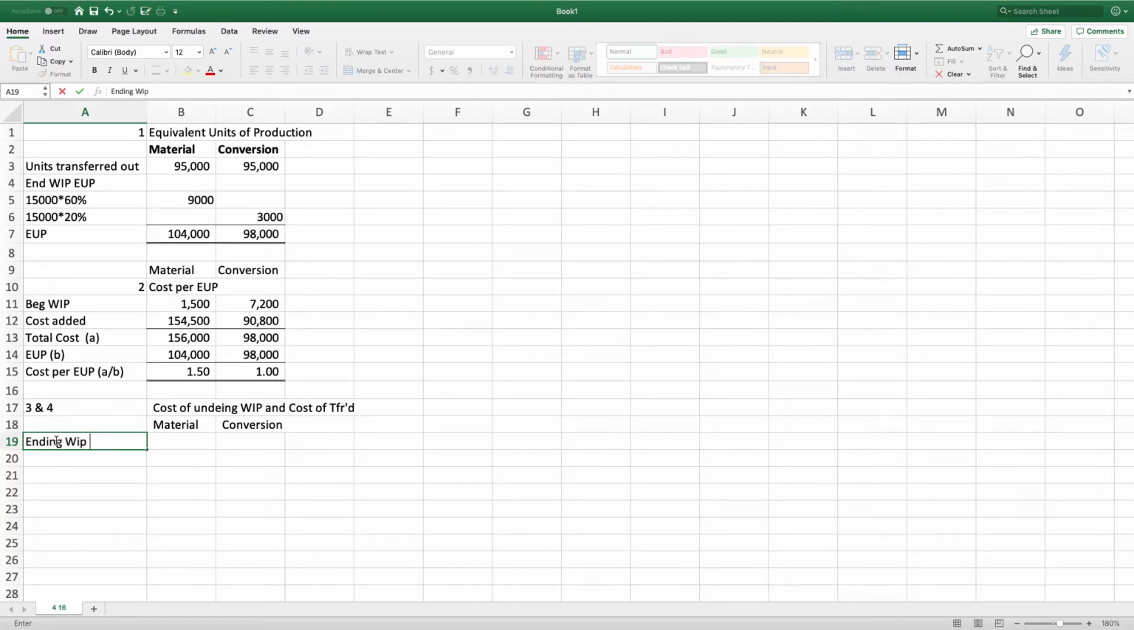Now, the nice thing about this is, guess what? We already did all the work. We just have to put it together. We just got to link cells is really all we have to do, right? So with respect to material, what is my ending WIP? How many units do I have? I'm looking just for ending WIP. Okay, you said 15,000. You're real close. It's the 9,000. With respect to conversion, how much do I have in ending WIP? 3,000, right? Just come up here and just plug it in.